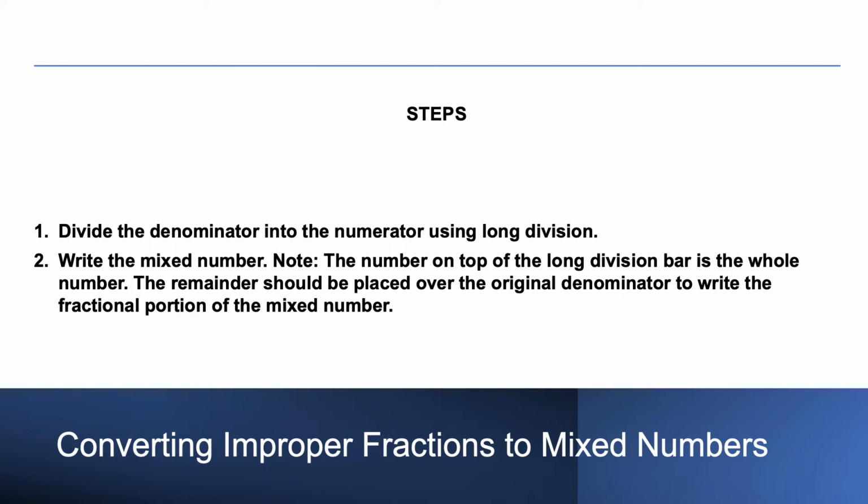When we are asked to convert improper fractions to mixed numbers, we're going to follow these steps. First, we'll divide the denominator into the numerator using long division. Next, we're going to write the mixed number. Note that the number on top of the long division bar is the whole number, and the remainder should be placed over the original denominator to write the fractional portion of the mixed number. We'll discuss this in our next example.